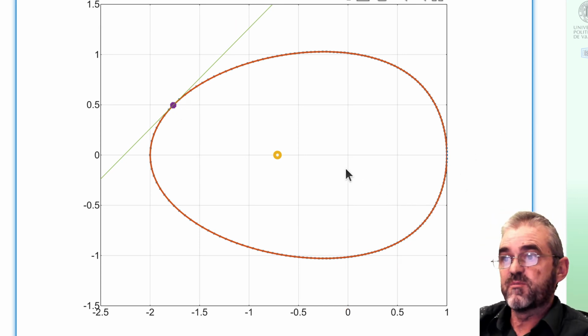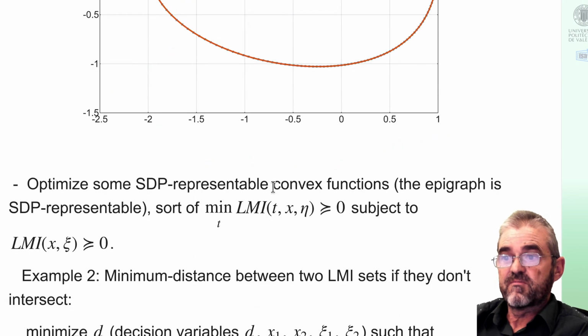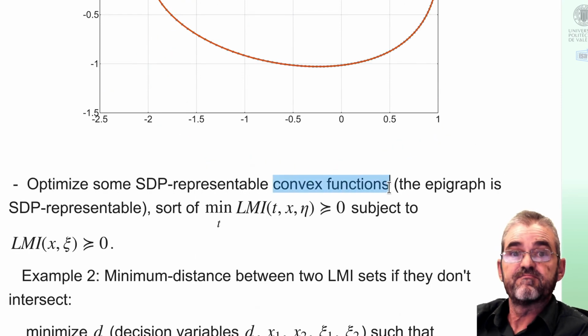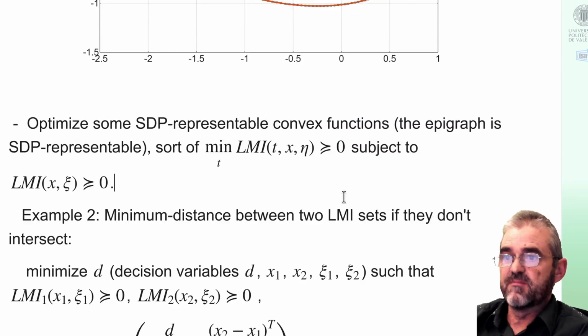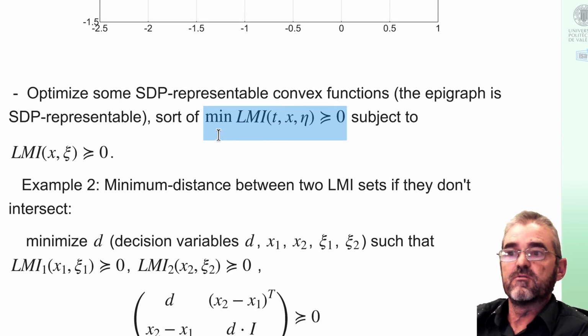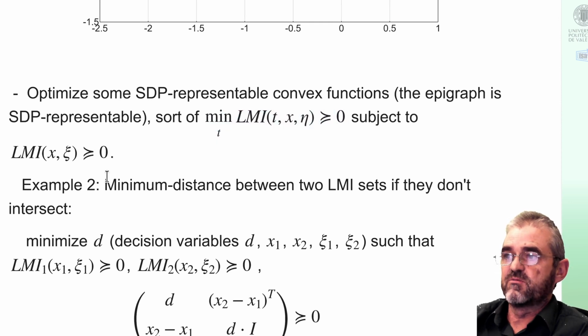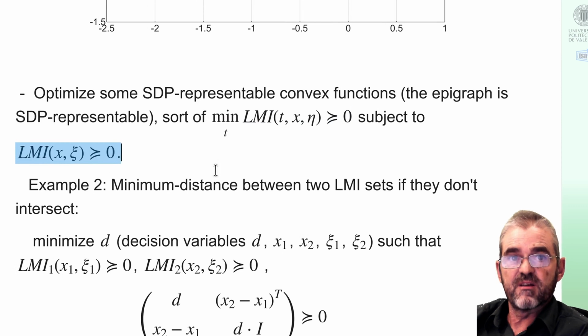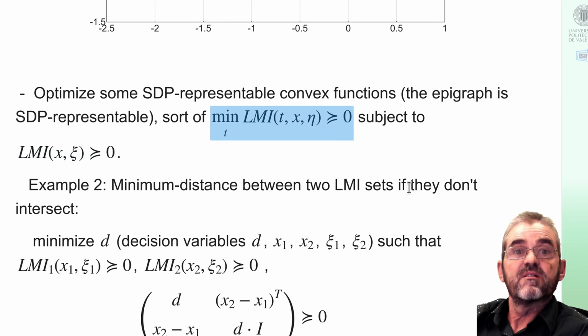The second thing I can optimize is a class of convex functions that are SDP-representable, the abstract way of saying that, okay, if I can express my problem as minimizing something called t, subject to some LMI constraints on x or lifted additional variables eta, subject to, of course, x belonging to a given LMI set, then I can minimize things on LMI sets with this semi-definite programming software.